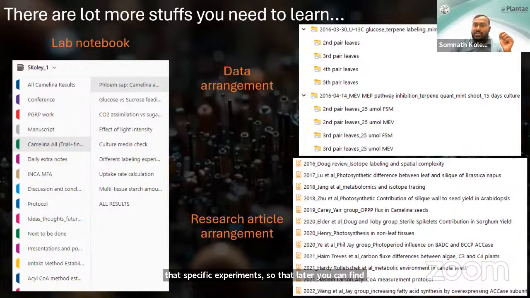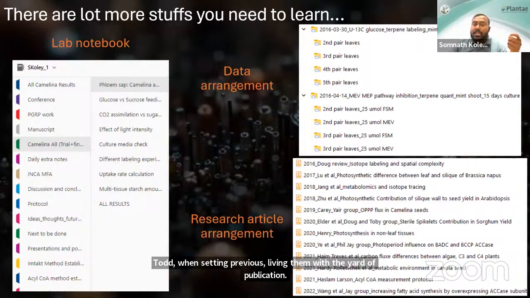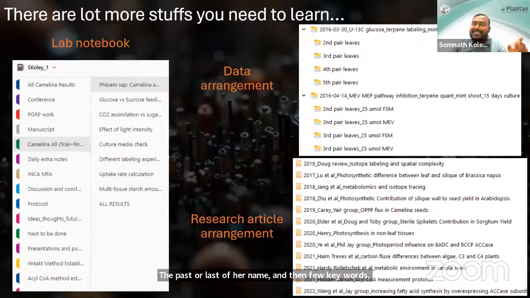And third, when saving previous literature, label them with the year of publication, the first or last author name, and then a few keywords to remind you why this article is important to you, not anyone else. You need to say some keywords on why this article is important to you. So these are just a few examples from my own experience, but you need to develop a system that works best for you.